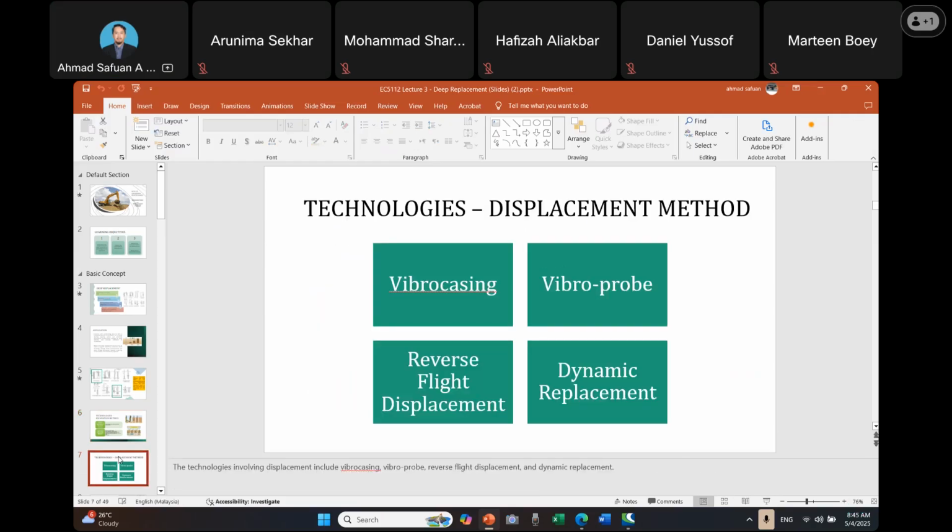Okay. So for the displacement method, they have vibro casing, vibro probes, reverse flight displacements, and also dynamic replacement. Later on, we will try to find YouTube videos to show the process for the displacement methods and for the excavation methods.